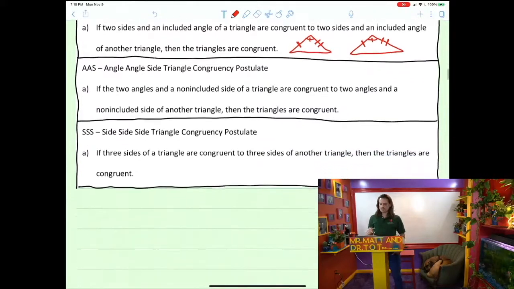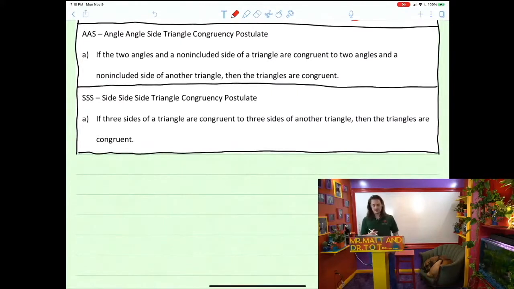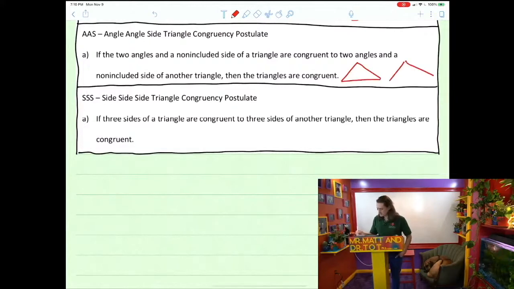Now we have a postulate that talks about a non-included side. So angle angle side. If two angles and a non-included side of a triangle are congruent to two angles and a non-included side of another triangle, then the triangles are congruent. So an example of this, so if I know that this angle is congruent to that angle, this angle is congruent to this angle, and this side is congruent to that side, then I have angle angle side congruency postulate.